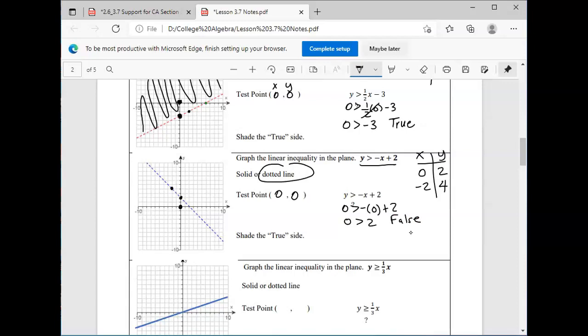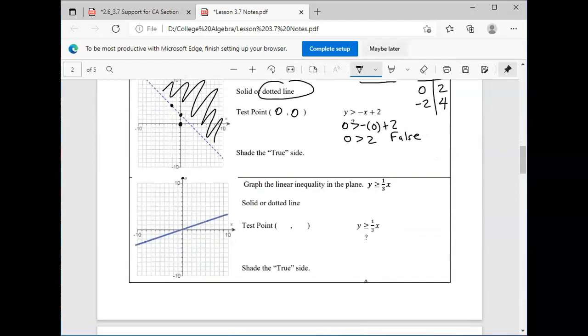So that means that I don't color in the bottom where 0, 0 is. I would need to color in the other portion. Does that make sense? Right here, I lose people because they're like, what? So we found out that that point 0, 0 did not work. So I wouldn't want to color the side that 0, 0 is in because it doesn't work. I would want to color in the other side. Okay.